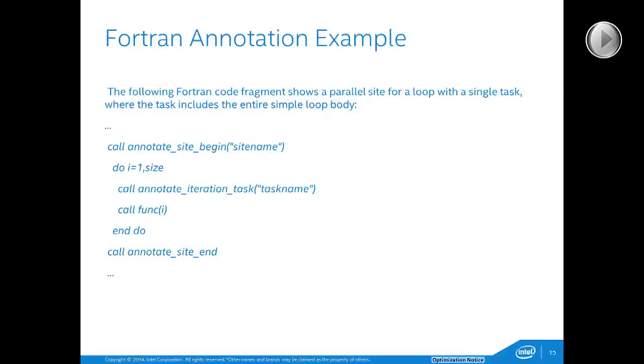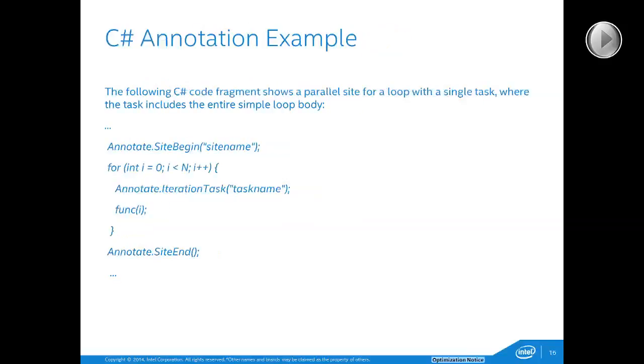This is a much simpler example, but I wanted to make sure that I gave you a chance to see what the annotations look like in Fortran as well. So this is just a little code fragment. But again, you see that you call the site begin before the loop that you want to parallelize, and you close it afterwards, and then inside the loop you indicate that this is the task you want to send out to an individual thread.